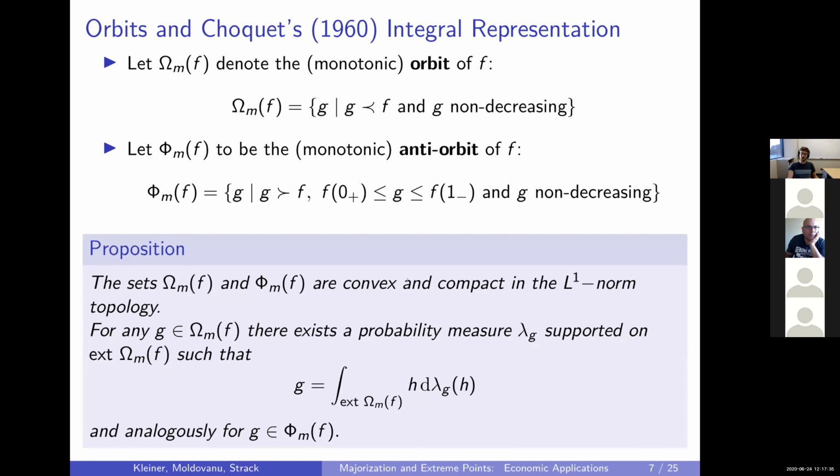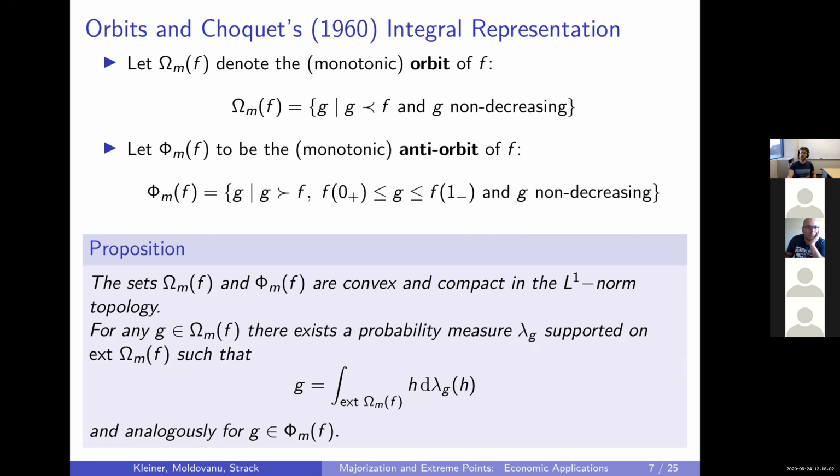So our first technical result is just that these sets that we're interested in, the orbit and the anti-orbit, are convex. This is easy to see, and they're compact in the strong topology. This follows because these are just monotone functions. So these are functions of bounded variation. Moreover, they are uniformly bounded. So Helly's selection theorem implies that these are compact sets in a norm topology.